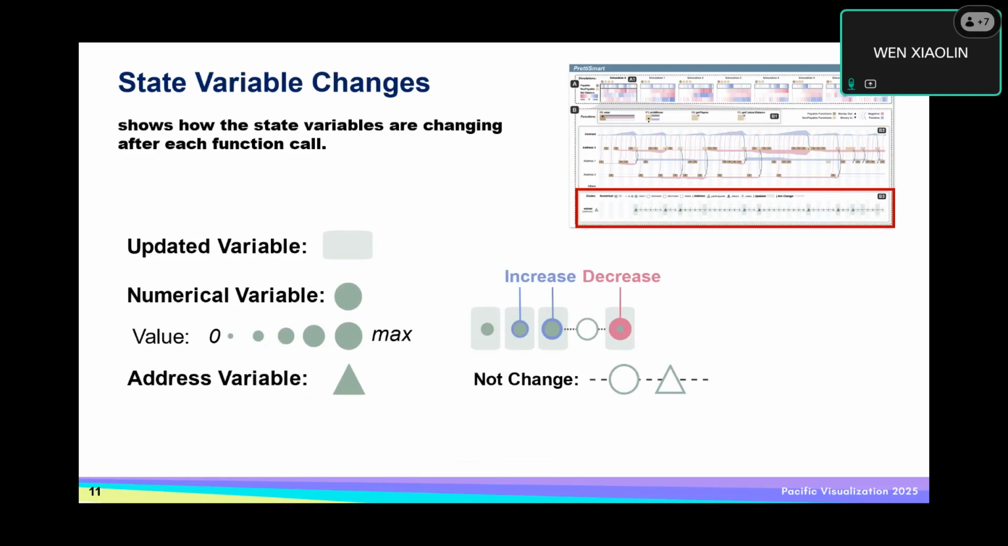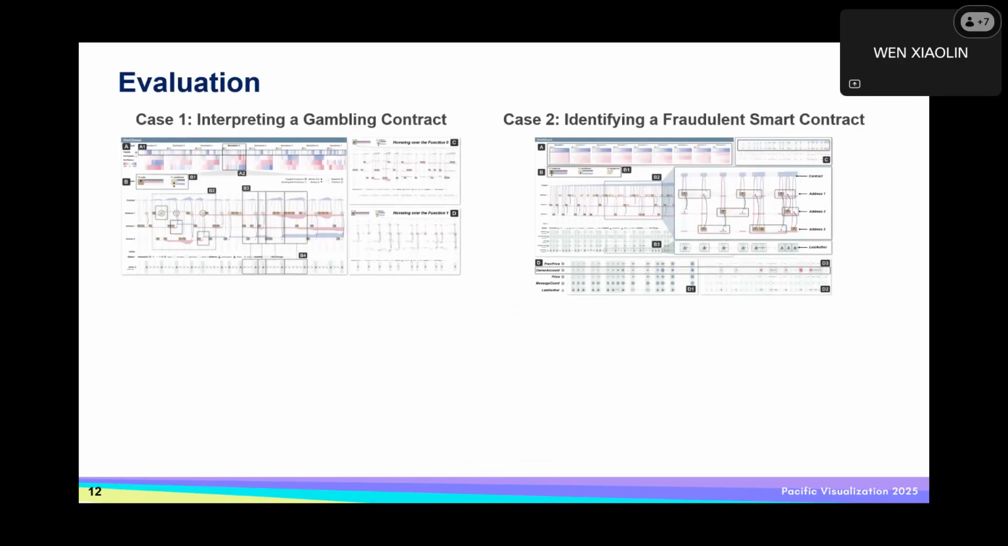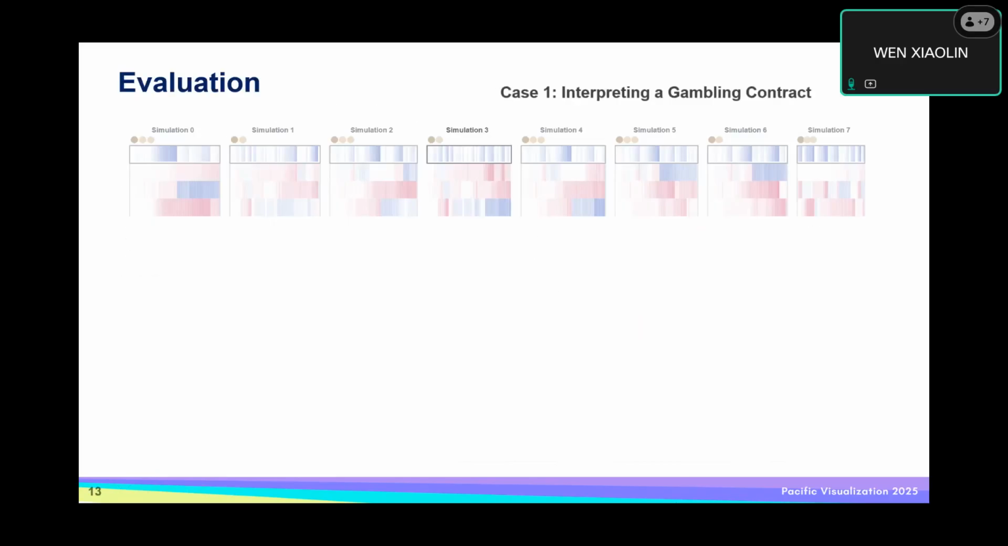And as I mentioned before, we also provide state variable changes to show how the state variables are changing after each function call. And here we list all semantically meaningful variables and use different symbols to encode different variable types. And we also highlight the changing pattern of the variable, like increase, decrease, or no change. For evaluation, we conducted 2 case studies to demonstrate the effectiveness. And next, due to the time limit, I will introduce the first case to demonstrate how to use Pretty Smart to interpret a gambling contract.